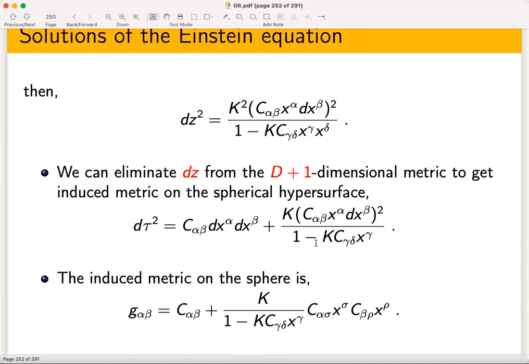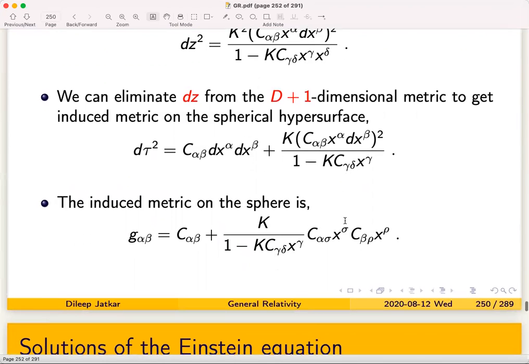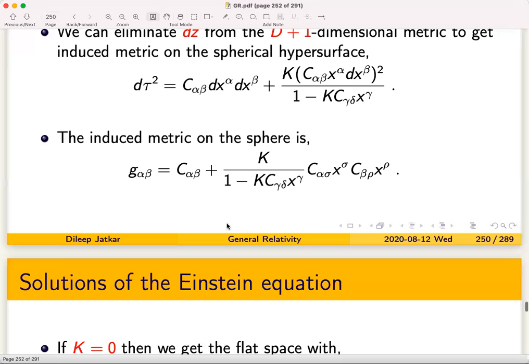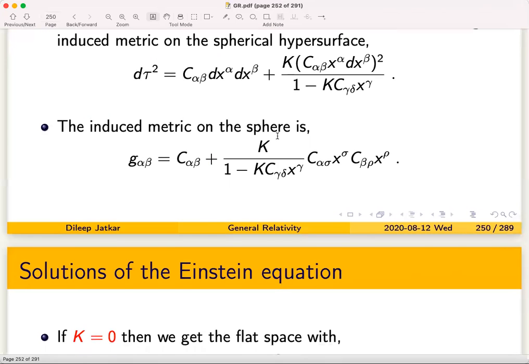As I said last time, I should have actually written down some other variables. I should have written down c alpha sigma x sigma dx alpha or something like that, but I just didn't get time to do that. I'll correct it next time. But anyway, this expression is correct. This expression is a bit sloppy, simply because I should really have written down c alpha sigma x sigma dx alpha times c beta rho x rho dx beta. That's what I should have really written down.